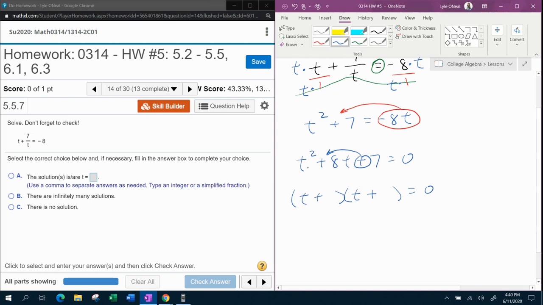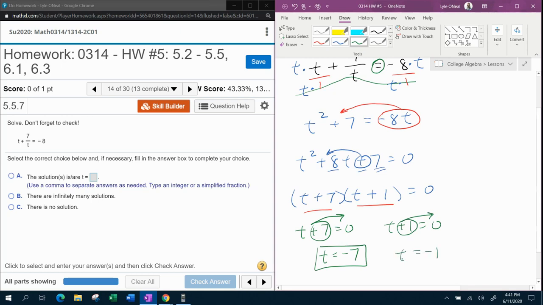T times t makes t squared. And the only numbers that multiply to make 7, that add to make 8, are 7 and 1. And now that it's factored, I can set each factor equal to 0 and solve. T plus 7 equal to 0, and t plus 1 equal to 0. Moving the 7 over, we can see t is -7. Moving the 1 over, t is equal to -1. And we do get two solutions this time.